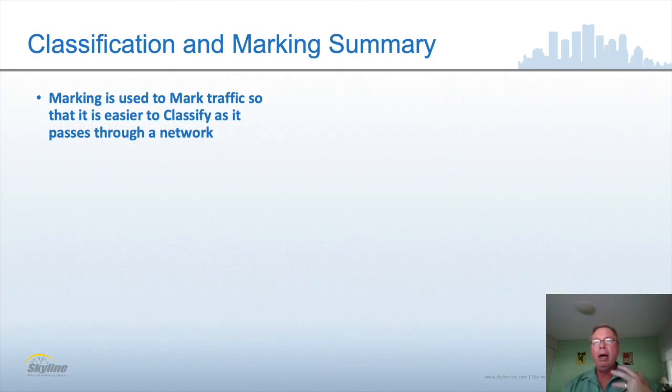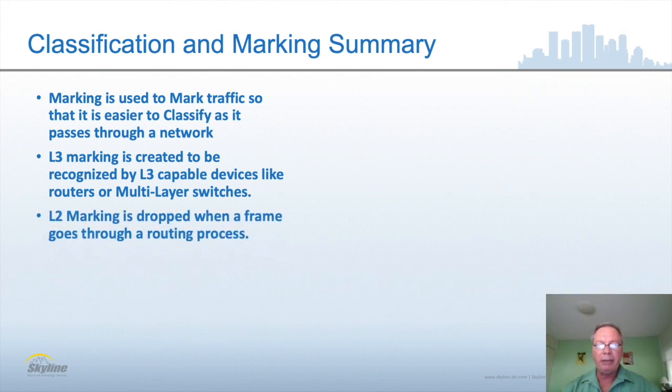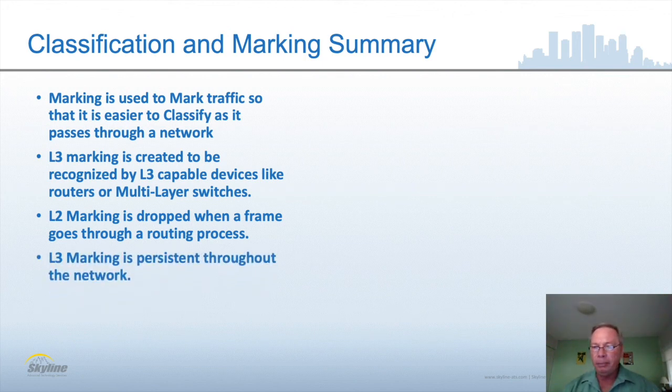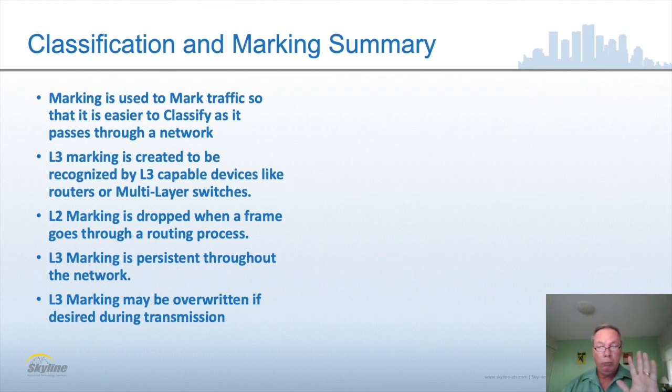classification and marking, specifically DSCP, it's used to mark traffic so it's easier to classify it as it passes through the network. Layer 3 marking is created to be recognized by layer 3 capable devices. We might mark at layer 2 also so that switches, for example, can recognize marking and give us QoS based on layer 2 marking. But the layer 3 is persistent throughout our network. Just because we mark it one way at the edge doesn't mean we have to leave it that way. We can remark it if we want to.